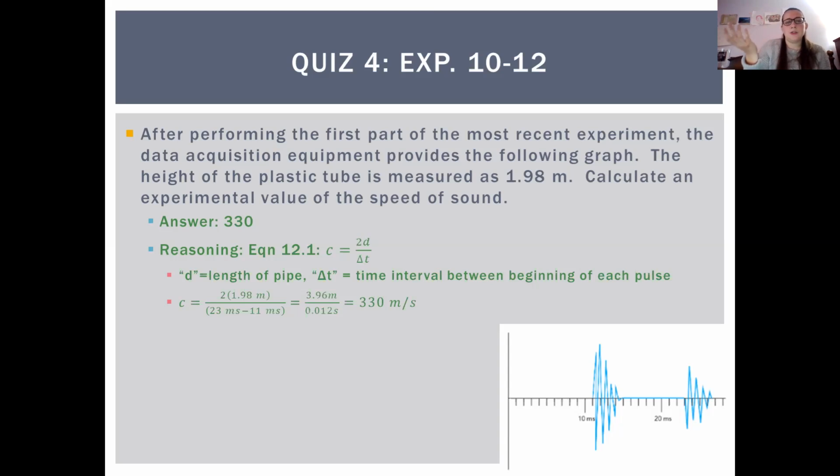So our equation 12.1, the speed of sound, which is lowercase c, is twice that distance divided by the change in time, or the time interval. So we want to look at where that first wave pulse starts compared to where the second wave pulse starts. The first wave pulse starts at 11 milliseconds. The second wave pulse starts at 23 milliseconds. So 23 minus 11 is our time difference. Of course, that's in milliseconds, and we'll need it to be in seconds, so I convert it there in the equation. Okay, so twice our distance divided by that change in time gives us our answer of 330 meters per second.